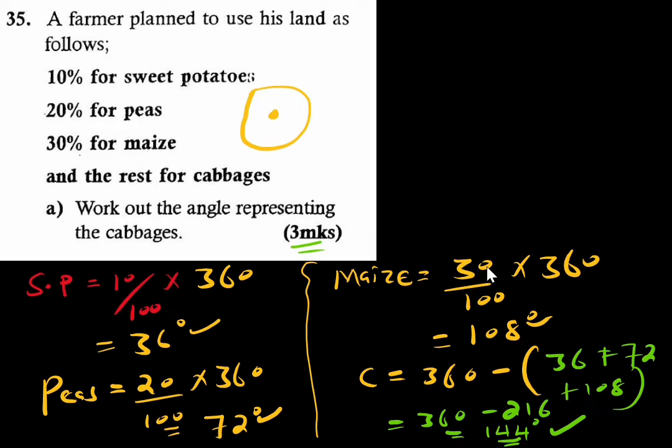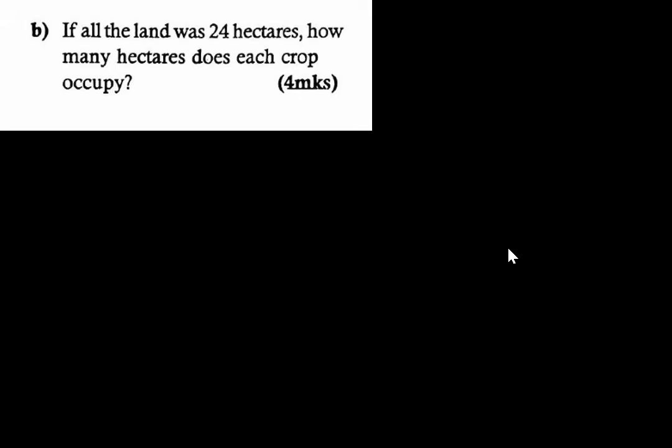So that is how we can solve that. We continue to part B. If all the land was 24 acres, how many acres does each crop occupy?